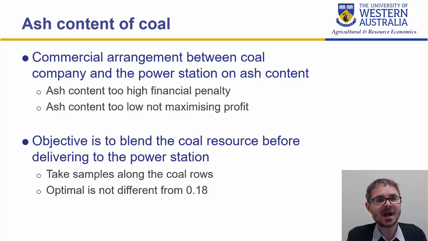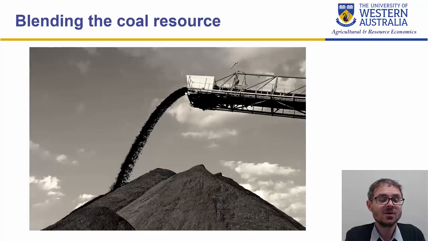And the idea is that we want to have our ash content at around 18%. So I'm not going to measure in percentage terms. I'm going to measure between 0 and 1. So 0.18, that's my sweet spot. If I can deliver at 0.18, I get my maximum profit. So what I need to do is make sure that I blend the coal resource that I'm mining before I deliver it to the power station.